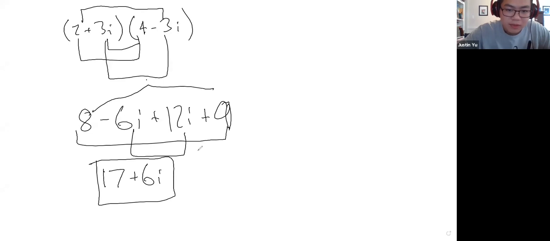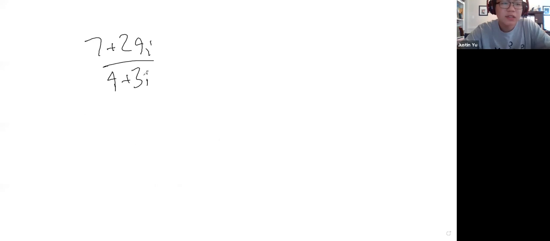So combining like terms is going to be important. All right, and this is how we do multiplication. Now division is slightly trickier, and that's the subject of the third one. All right, this is 7 plus 24i over 4 plus 3i. And we're going to have to use a special trick that we're going to go into more depth on later.